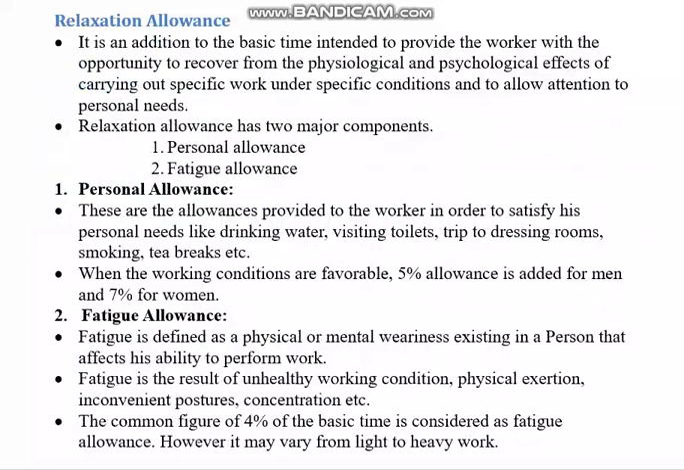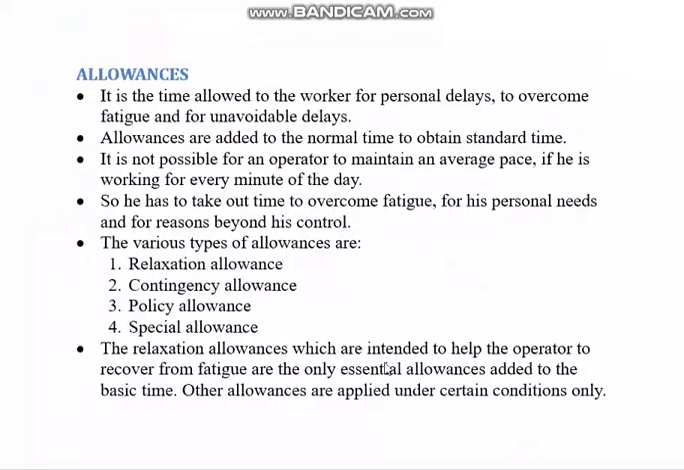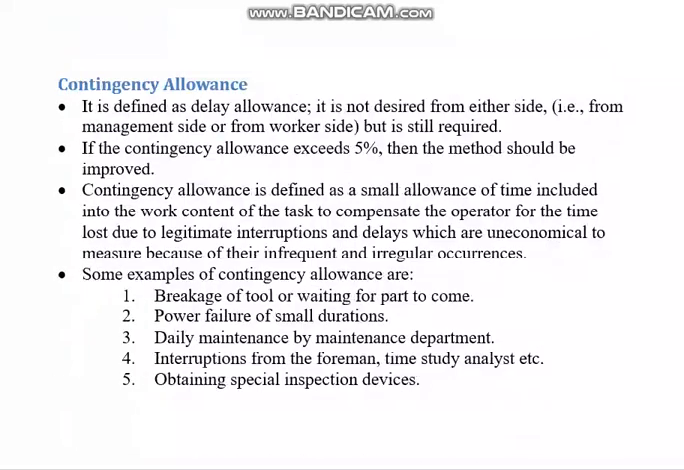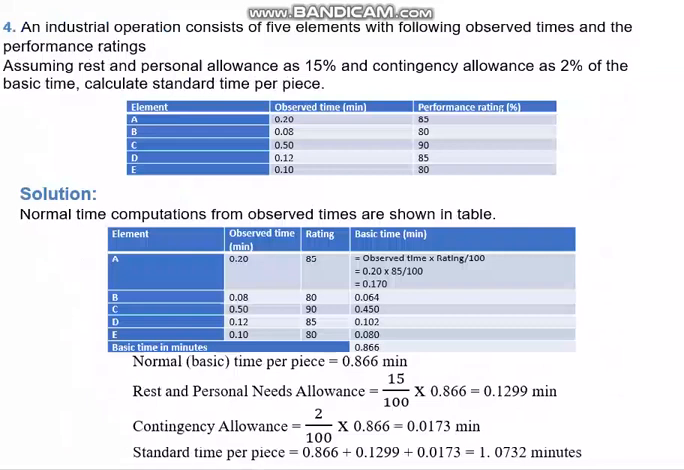All these 4 different types of allowances we have seen, and we have come to the end of our first chapter. We will see a few numerical examples. You will get a number of examples, 1 or 2 we will try to cover now. We have seen the allowances, contingency. Now let us see a numerical problem.